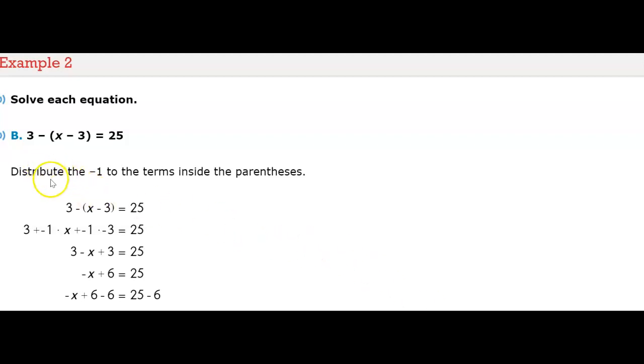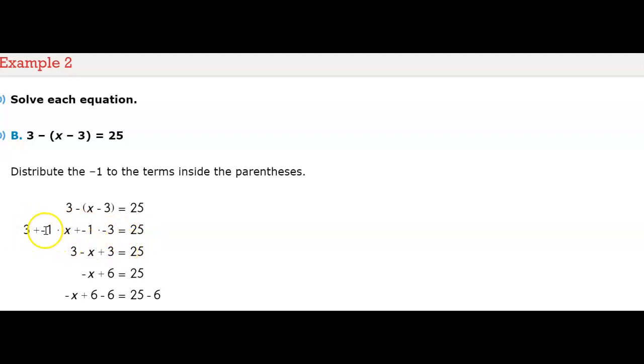So in this case, we're going to distribute the negative 1 to the term inside the parentheses. And what they mean by that is, because we have this 3 minus and it looks like nothing is here, there's an invisible 1. So that invisible negative 1, if you will, has to be distributed to each of the terms on the inside. So we have a negative 1 times x, and we also have negative 1 times negative 3. So that's what you see here.